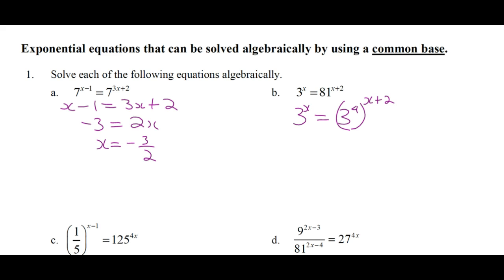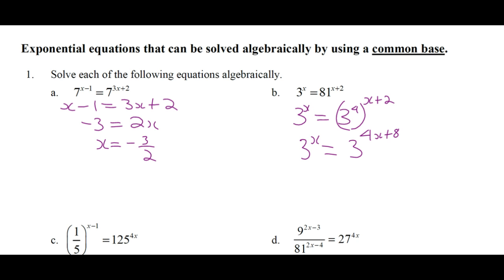Then on the next line, we're just going to use our exponent laws. So 3 to the x is equal to 3. What does this become? 3 to the 4x. Yeah, 4x plus 8, right? It's 4 times x plus 2. Now what can we say? x is equal to 4x.